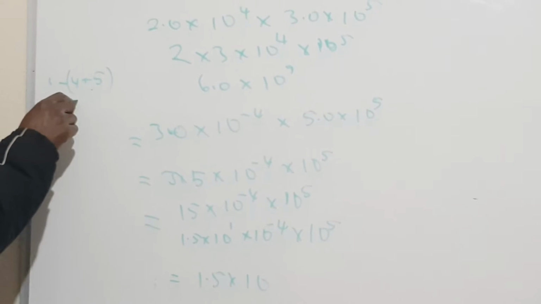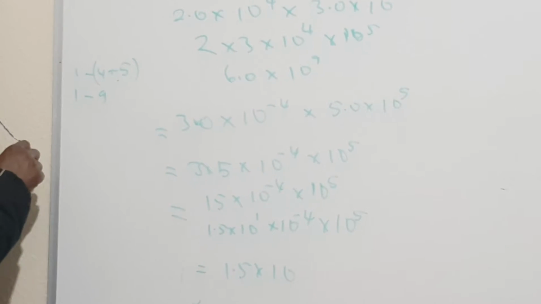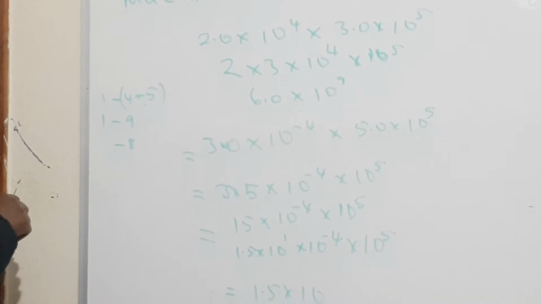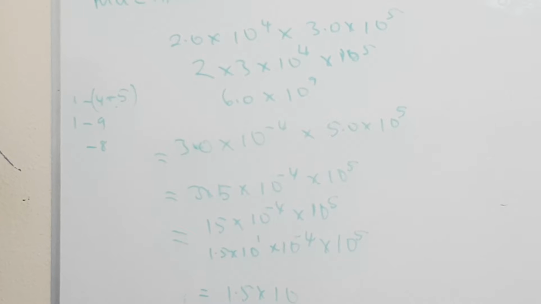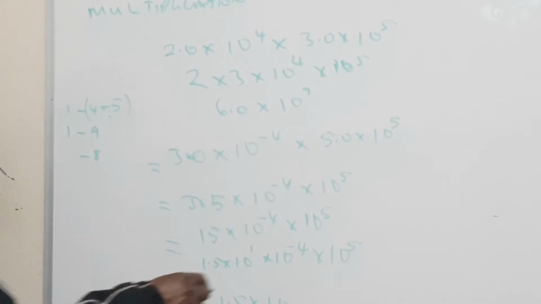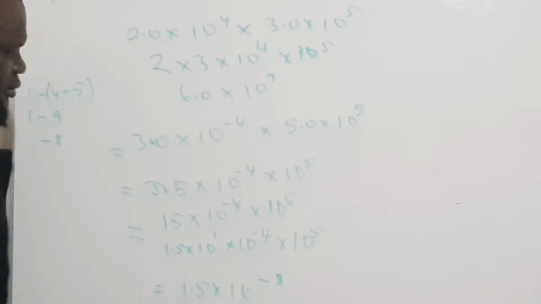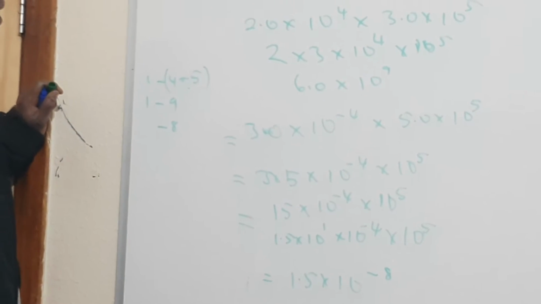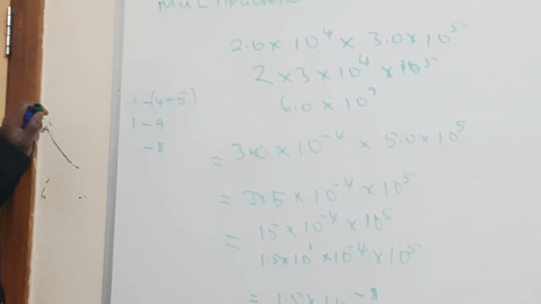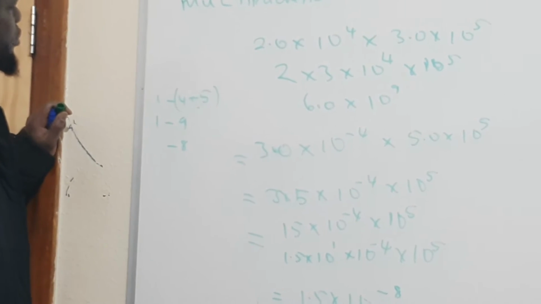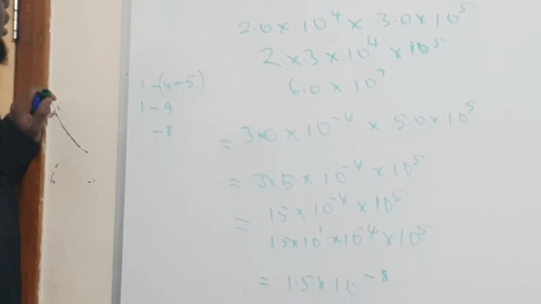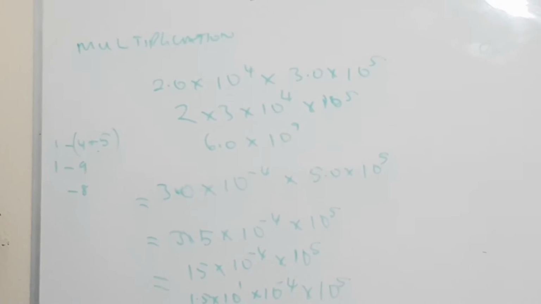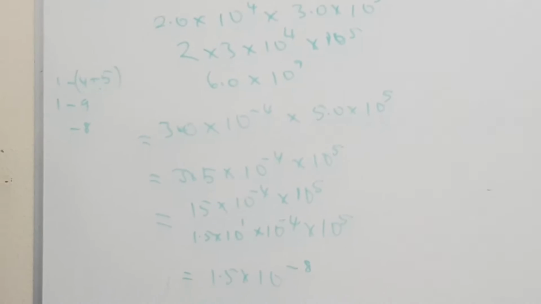This is 1 minus 9. So this is minus 8. Am I right? You do the PODMAS. The minus 4 is with the 4, so the minus 4 has to be in the PODMAS. Oh yeah, you are right. Then it's negative, then it's added to 1.